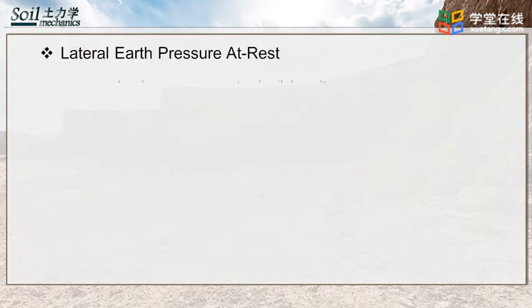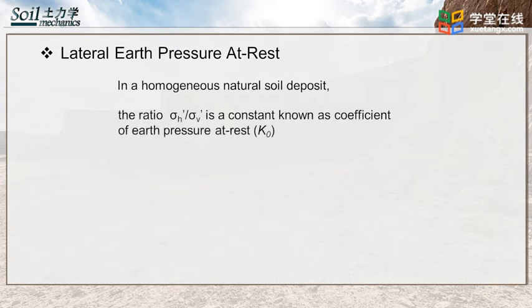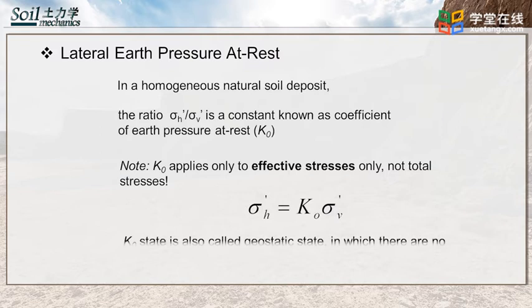Lateral earth pressure at rest can be calculated in homogeneous natural soil deposits, where the ratio of the effective horizontal stress divided by effective vertical stress is a constant. The constant is known as the coefficient of earth pressure at rest, K0. It should be noted that the relation holds true in effective stresses, not total stresses. K0 state is also called geostatic state, in which there are no lateral strains.